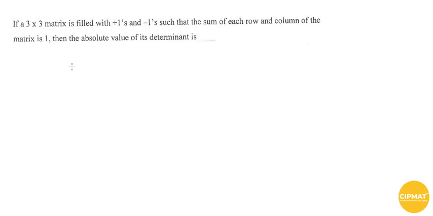If a 3 cross 3 matrix is filled with +1 and -1 such that the sum of each row and each column of the matrix is 1, then the absolute value of this determinant is what? So again, you see the topic should be matrices and determinants.